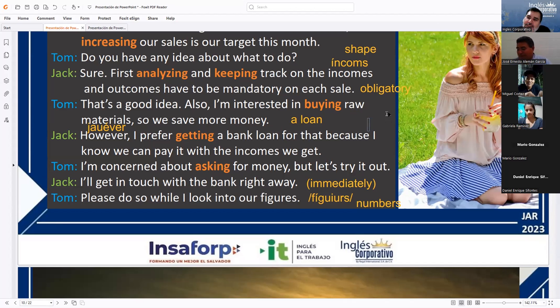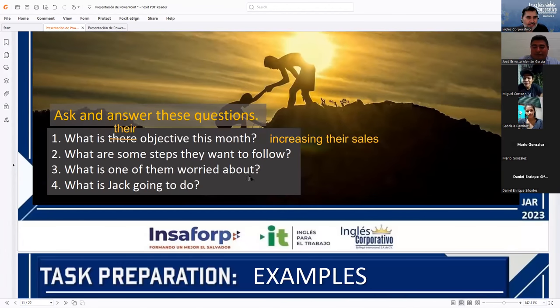I don't know if I explained it clearly. Did I explain it clearly? Yes. Okay. So those are the steps. The steps are collecting the payments, buying raw material, and asking for more money from the bank.